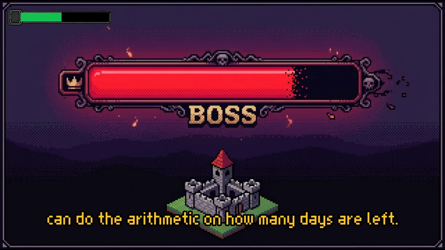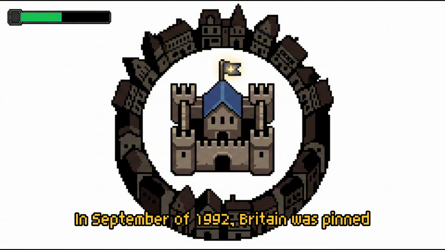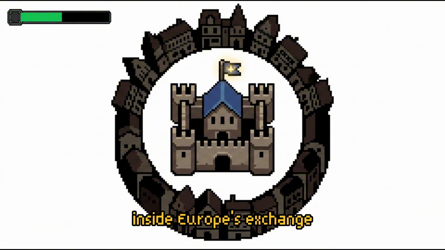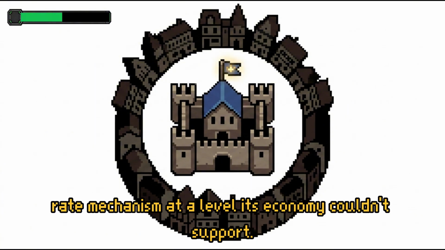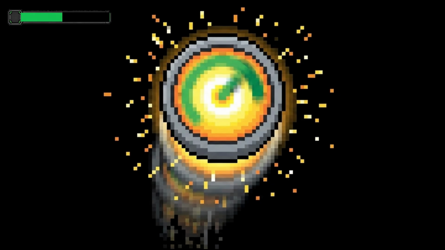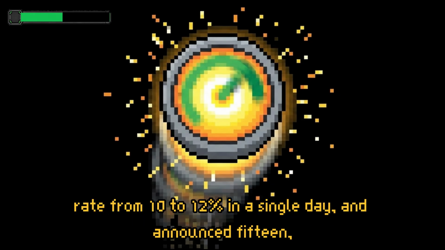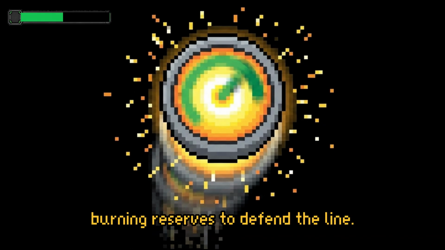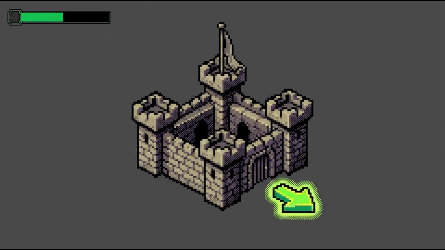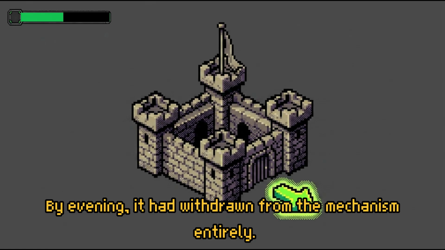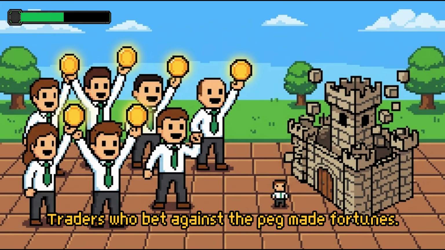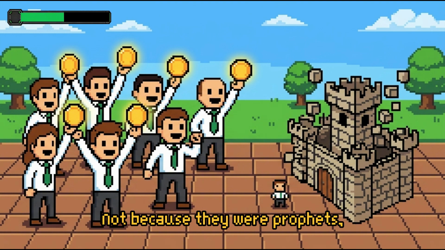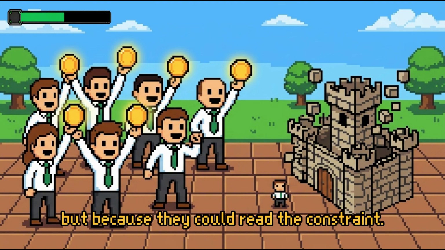In September of 1992, Britain was pinned inside Europe's exchange rate mechanism at a level its economy couldn't support. The Bank of England raised its base rate from 10 to 12% in a single day and announced 15, burning reserves to defend the line. By evening, it had withdrawn from the mechanism entirely. Traders who bet against the peg made fortunes, not because they were prophets, but because they could read the constraint.